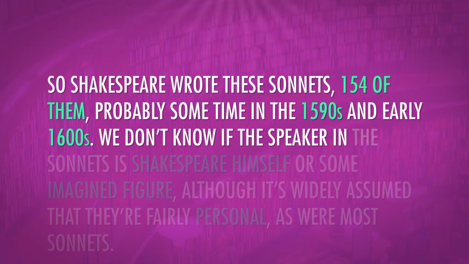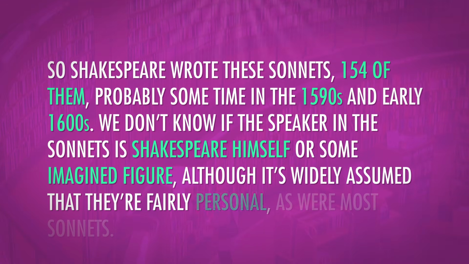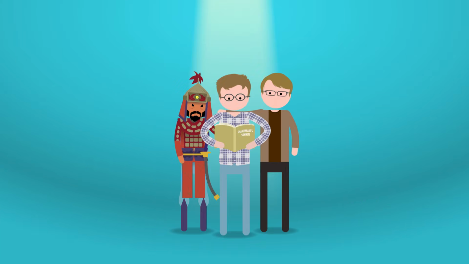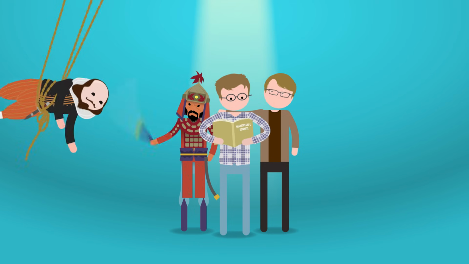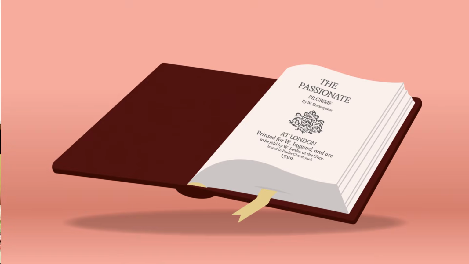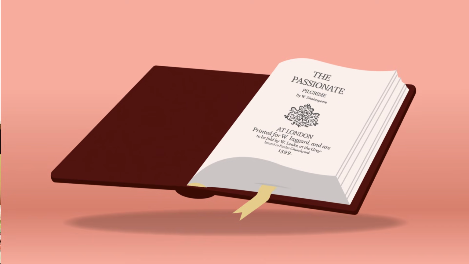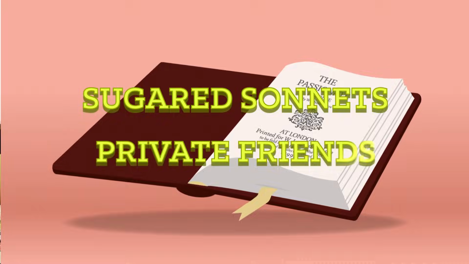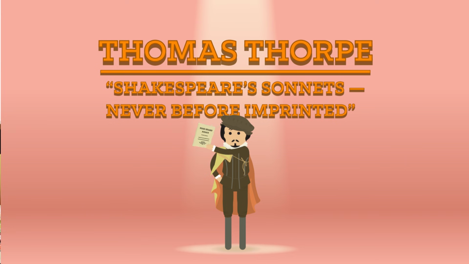We don't know if the speaker in the sonnets is Shakespeare himself or some imagined figure, although it's widely assumed that they're fairly personal, as were most sonnets. And we don't know if these were all the sonnets he wrote, they're just the ones we have, and they might have been intended for an audience of everyone, or just for the people they were written for, or for an audience of no one. However, 2 of the sonnets showed up in a collection in 1599, so he definitely didn't keep them too private, and a contemporary describes him as showing his, quote, sugared sonnets around to his, quote, private friends. And then in 1609, a reputable publisher, Thomas Thorpe, published Shakespeare's Sonnets, never before imprinted. Well, except for those 2 published earlier.